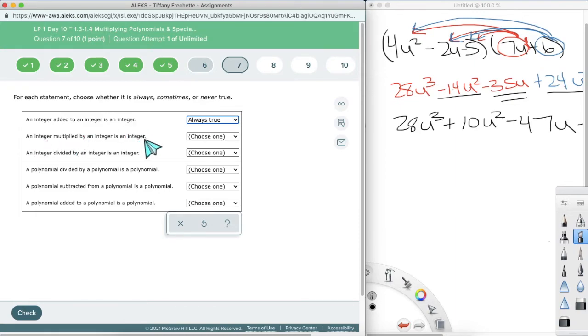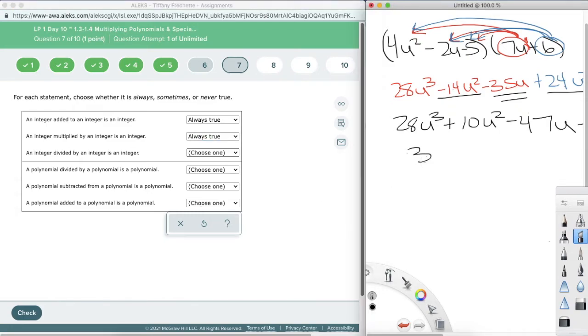Well, that would make sense too. There wouldn't be any decimals created here if I'm not starting with a decimal. So I'm going to go ahead and click always true. An integer divided by an integer is an integer. Okay, well, with this one, I can start with an integer, and I can divide by an integer, and I'm not going to end up with 1. I'm going to end up with a decimal there, right?